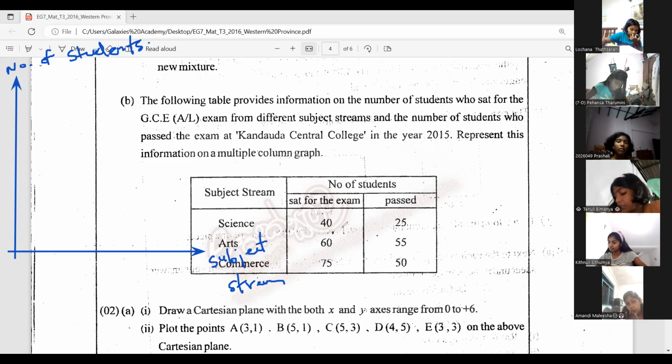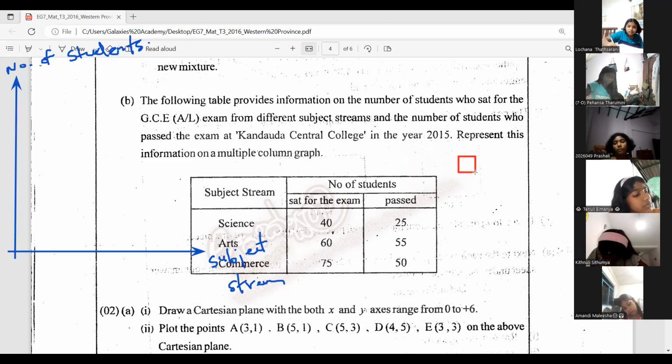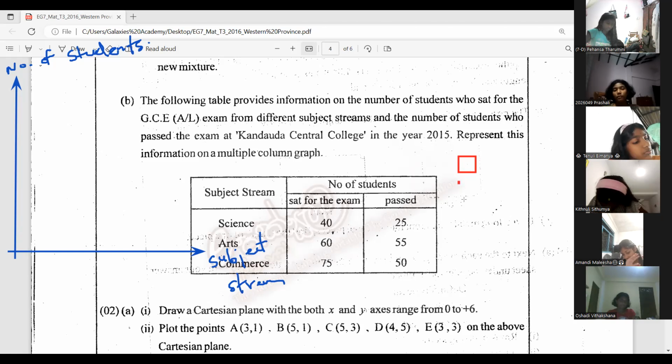Look at why we have to represent this using the multi-column graph. There are two items given for one subject stream, no? So you have to take two designs or colors. You have to color the columns with some designs or with colors.